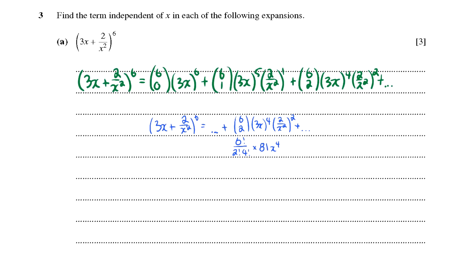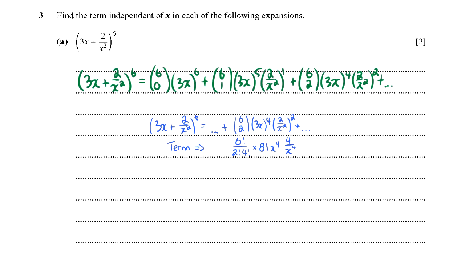And when we square the second part, we're going to have 2 squared, which is, of course, 4 over x to the 4, because it's x squared raised to the power of 2. We multiply the powers. And maybe to be very clear, we should indicate this is just the term that we're interested in.